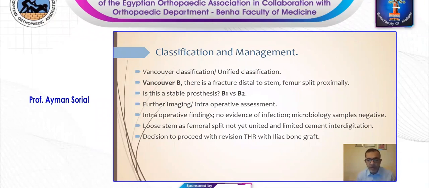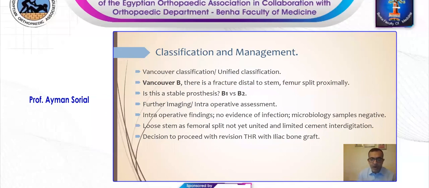I had 2 options: either get further cross-sectional imaging like a CT scan, or go in, because she needed an operation anyway, with intraoperative assessment. The intraoperative findings were no evidence of infection. Microbiology samples were negative. I had taken multiple samples. The stem was loose, the femoral split, or ETO, had not yet healed, and there was limited cement interdigitation. Therefore, I made the decision to go ahead with the revision. And as there was evidence of acetabular wear, the revision was a total hip replacement.